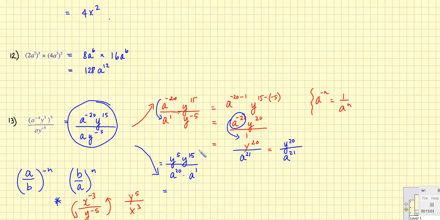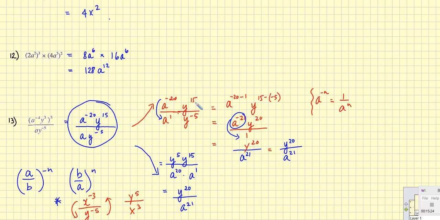All I need to do is multiply my numerators, multiply my denominators, and I am done. Multiplication here I intend as adding my exponents because I've got the same bases. Therefore, with the multiplication process, I'm going to add the exponents so that I have y to the 20th over a to the 21st.